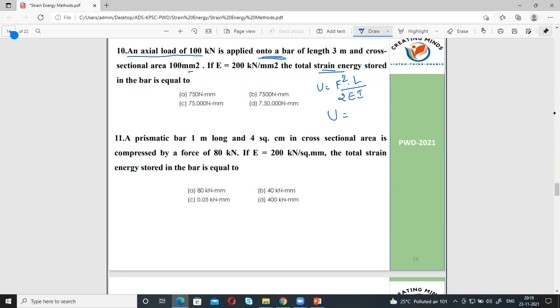Compute it. Look at the unit, kilonewton. If you convert it to newton, it is 100 into 10 power 3, whole square. Length is 3 meters. If you convert it to millimeter, it is 3 into 1000, 3000. Area is given, but here is it A or AE? The equation here. AE, sir. Yes, you should say AE. AE is given, 100 mm square, no problem. E is also given, kilonewton, into 10 power 3 and you are done. Yes, try to get the answer.